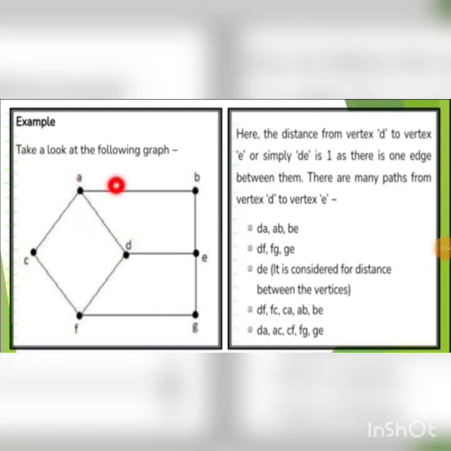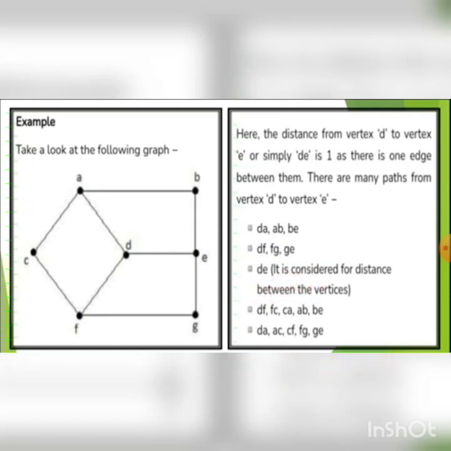Example, take a look at the following graph. Here the distance from vertex D to vertex E, or simply DE, is 1 as there is one edge between them. There are many paths from vertex D to vertex E. They are D to A, A to B, then B to E. Second is D to F, F to G, then G to E. And the third one is direct D to E. It is considered for the distance between the vertices since it is the shortest path.